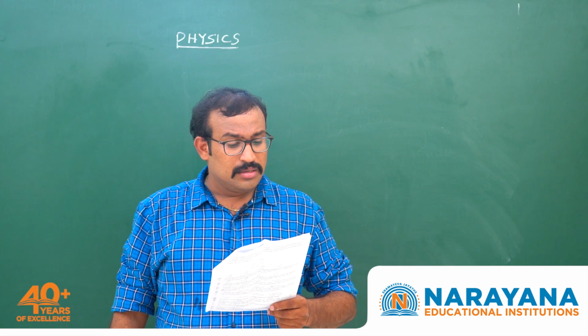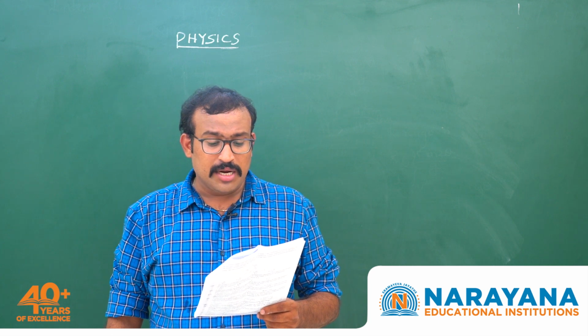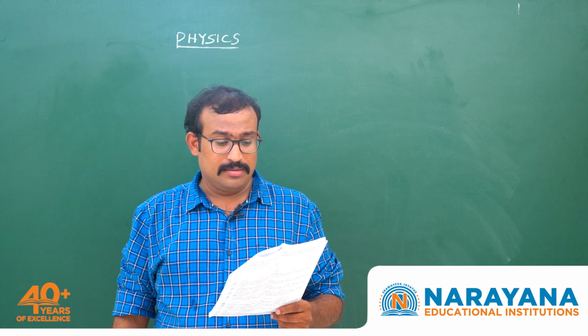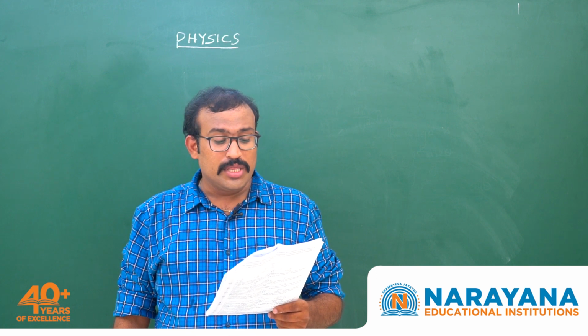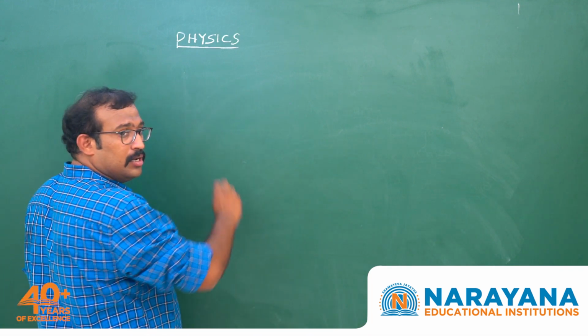Let us discuss the 14th question. A bomber moving horizontally with 500 meters per second drops a bomb which strikes the ground in 10 seconds. The angle of strike with the horizontal is.